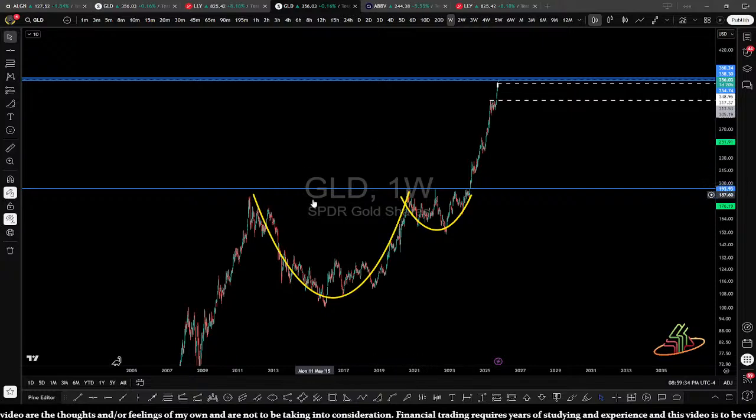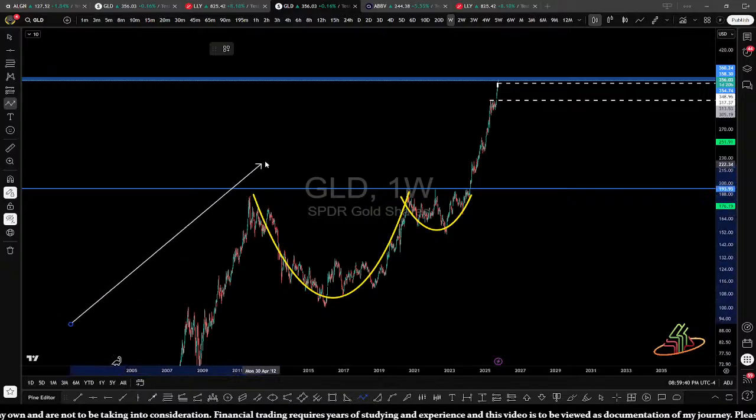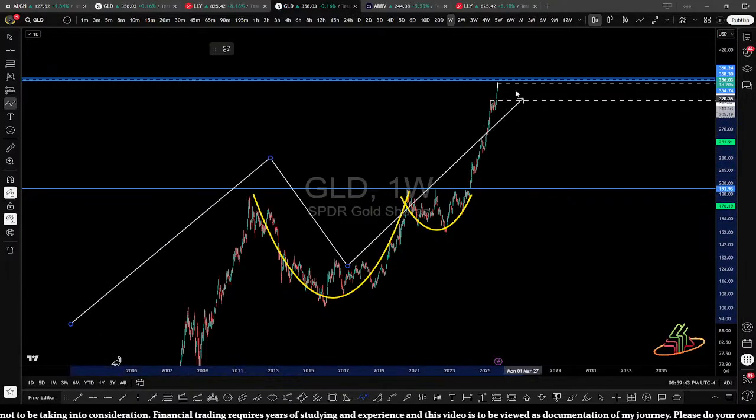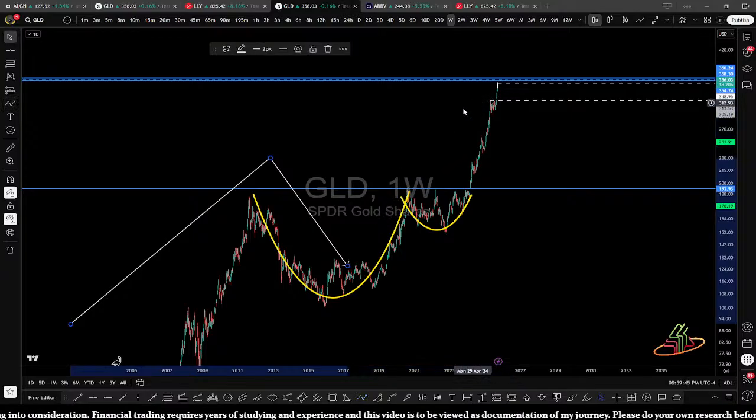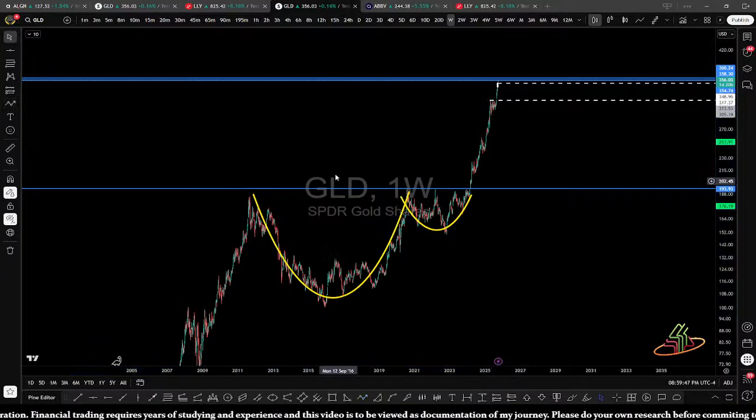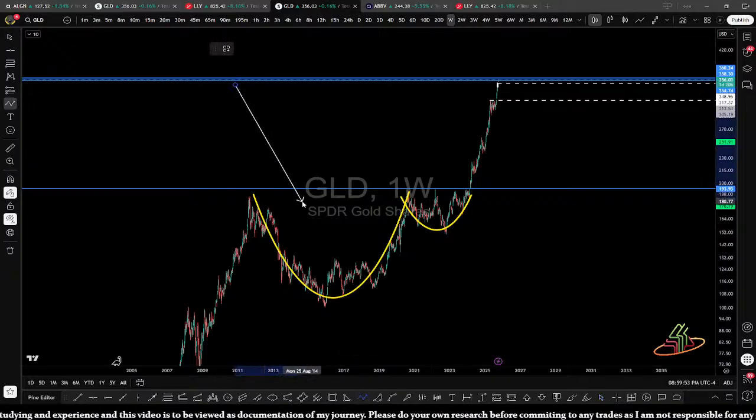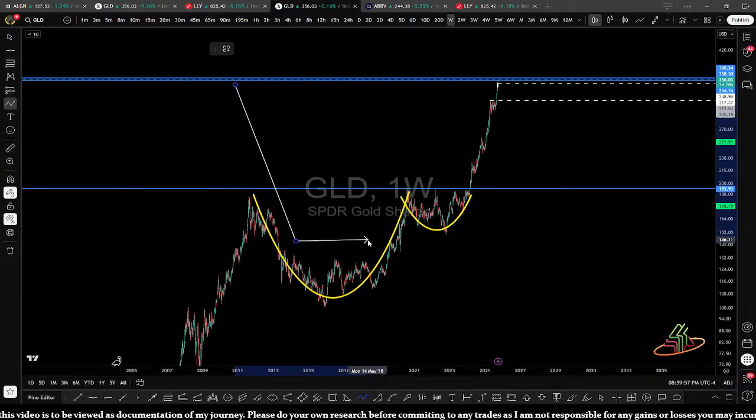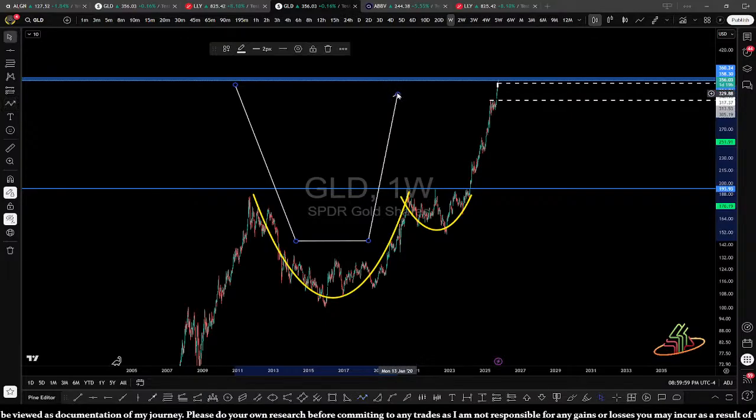But again, cup and handles are continuations. Continuations are directional, right? So it's going this way. Cup and handle continues this way, right? That's continuation. A rounding bottom would be a reversal, right? That's price dropping from up top and then scooping around and then going back up.